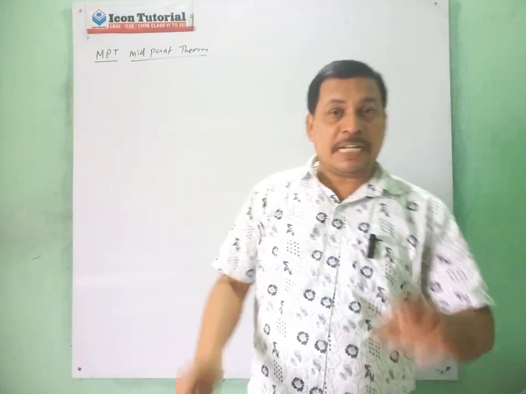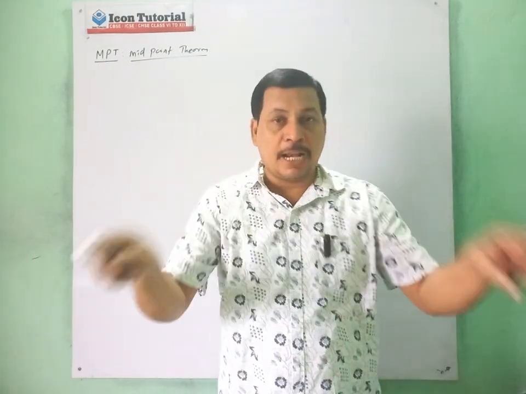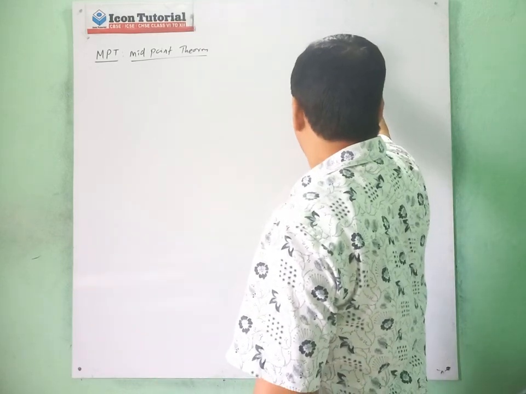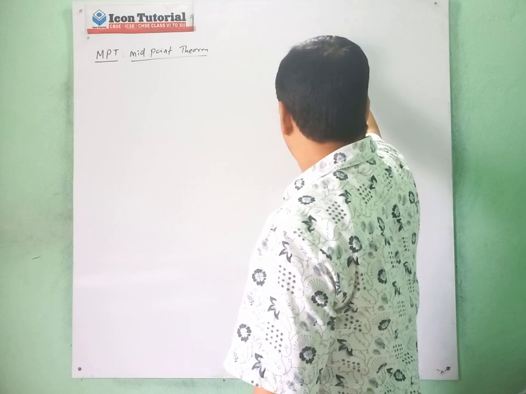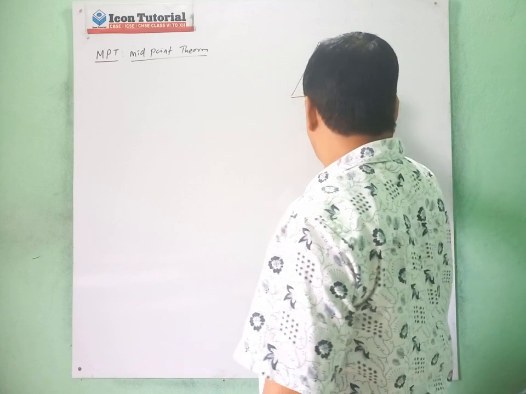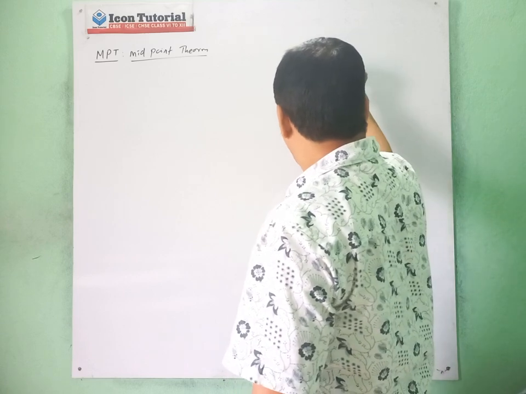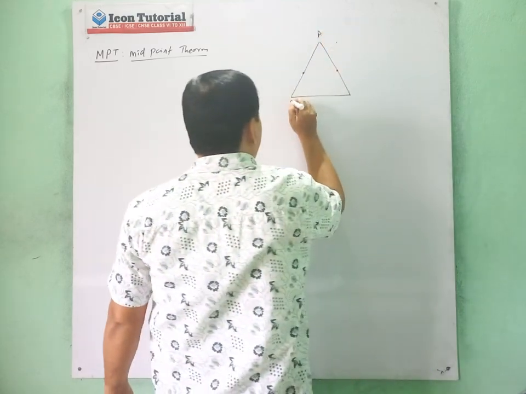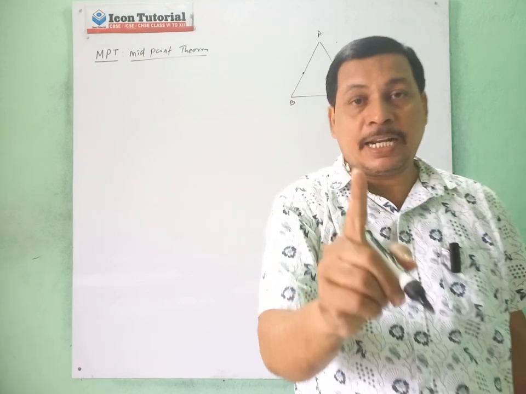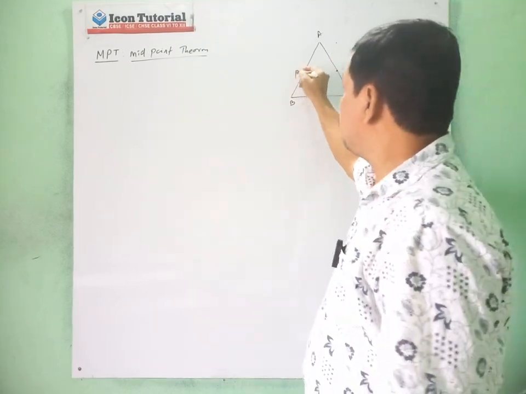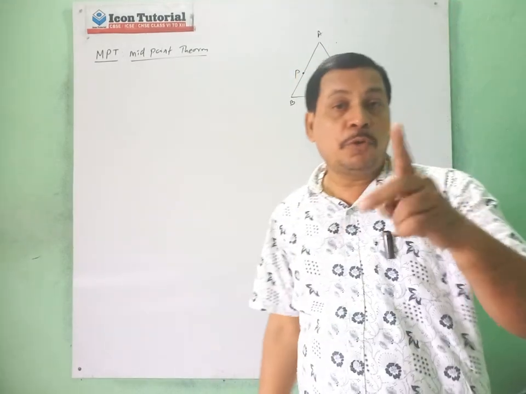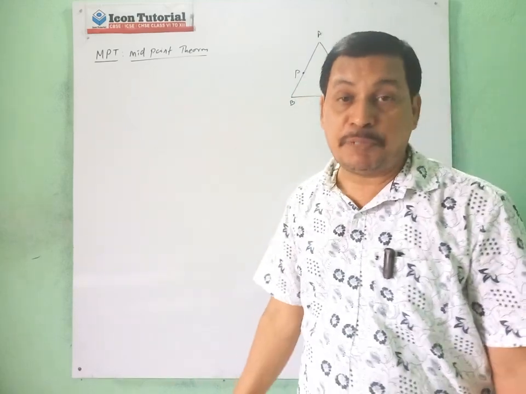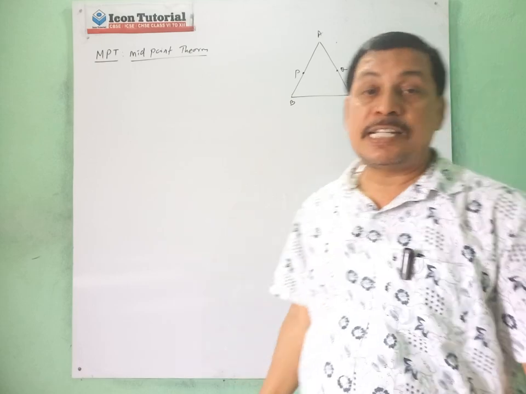In the midpoint theorem, there is a triangle, and in it any two sides. Suppose this is a triangle. Try to understand here. ABC is a triangle. In that triangle, there are two midpoints P and Q. The midpoint of side AB is P and the midpoint of side AC is Q.